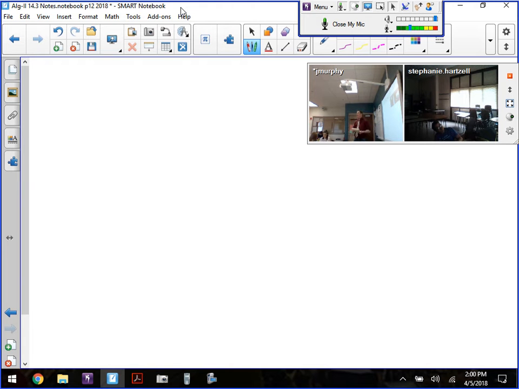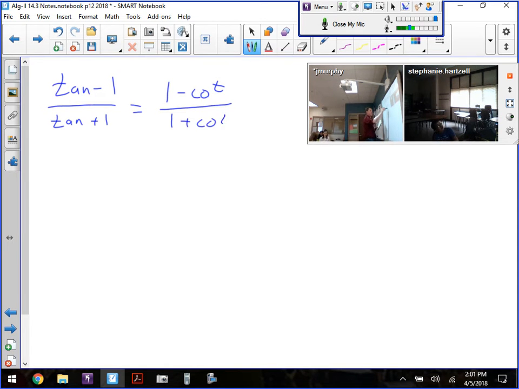Yeah, 10, we did 10 in class earlier. It was number 52. Number 11, we have tangent minus 1 over tangent plus 1. We have to make it look like 1 minus cotangent over 1 plus cotangent.